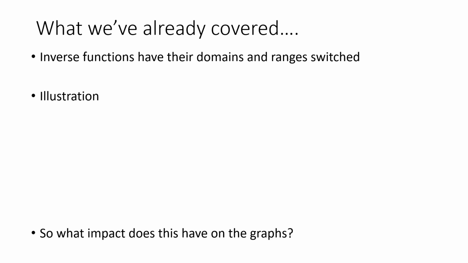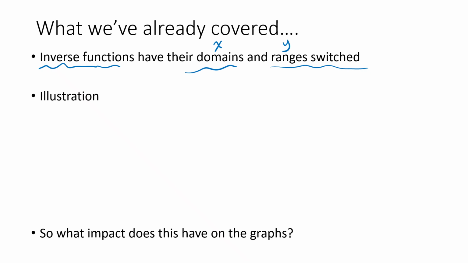Now, what have we already covered in our study of inverses? Well, the key idea is that inverse functions have their domains and ranges switched. So in other words, the set of possible x values and the set of possible y values get flip-flopped, and we end up with these functions that undo each other. If you take something from one domain, it outputs something in the range. The inverse will take that output from the range and bump you back to the original number that was in the domain.